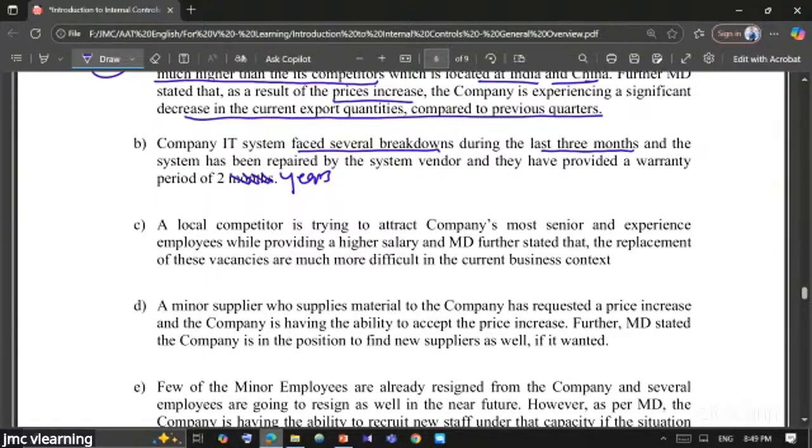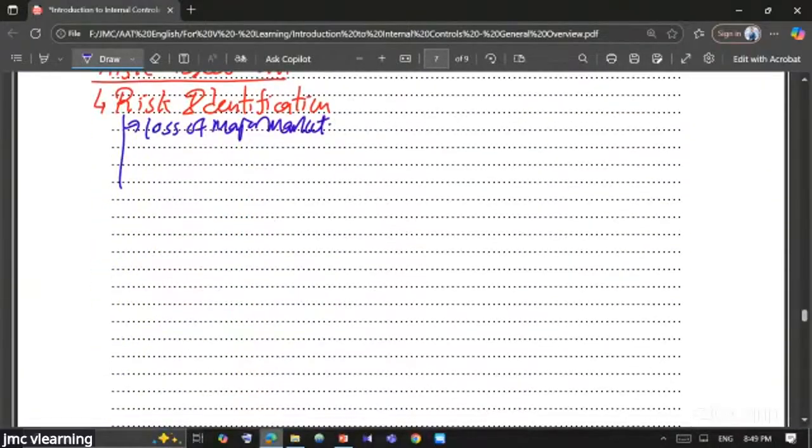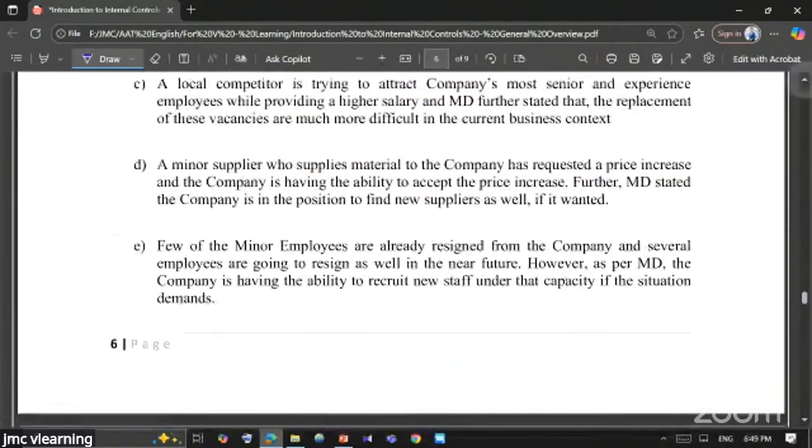Right. Okay, what is the risk which I identified here? The risk which I identified here is IT system breakdown. That is the risk which I am identifying here. So, we'll identify that risk as well. IT system breakdown. Clear? Right. Okay, moving on to the third scenario.